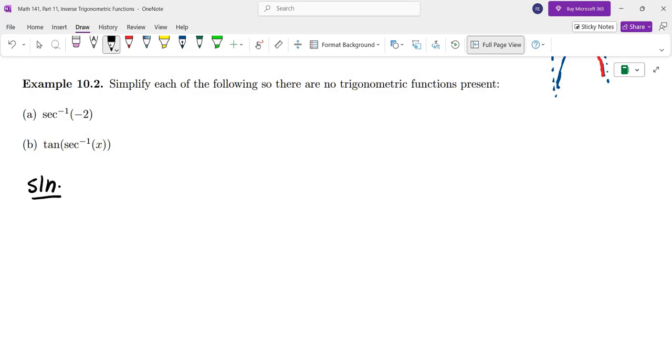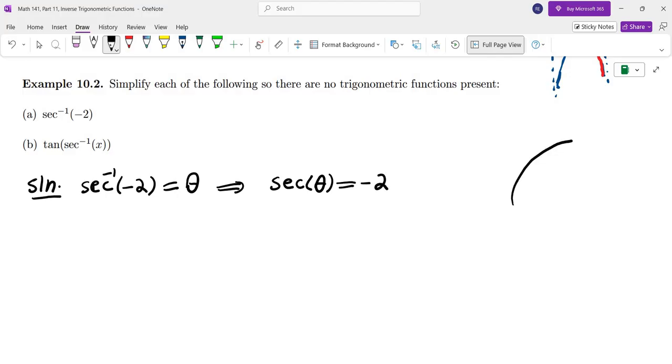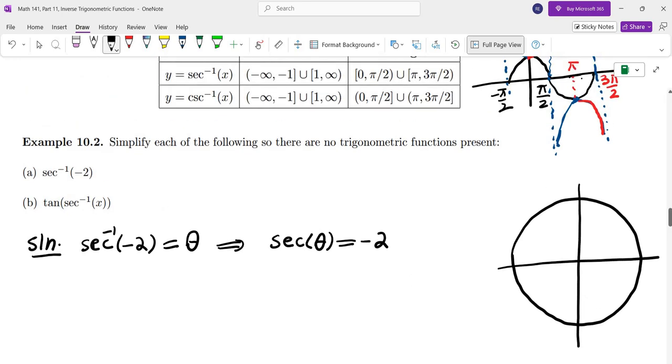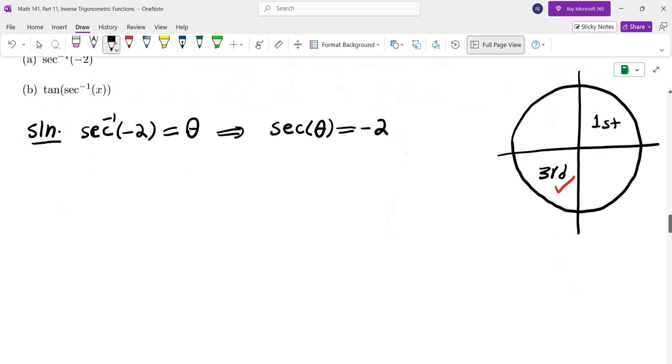So we want to simplify each of the following so that there are no trigonometric functions. So let's set secant inverse of negative 2 to be theta. So that tells us that secant of theta is equal to negative 2. So we need the secant to be a negative number. Well, secant inverse of negative 2 would be either in the first quadrant or in the third quadrant. But secant is negative, so it would have to be in this quadrant. So let's first figure out when secant is 2.